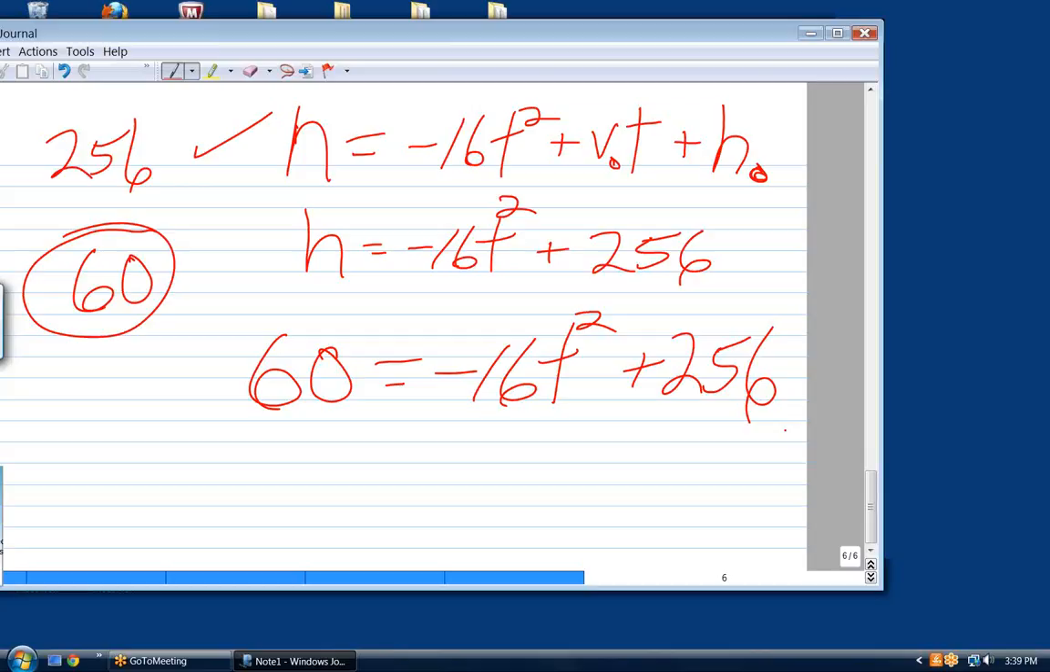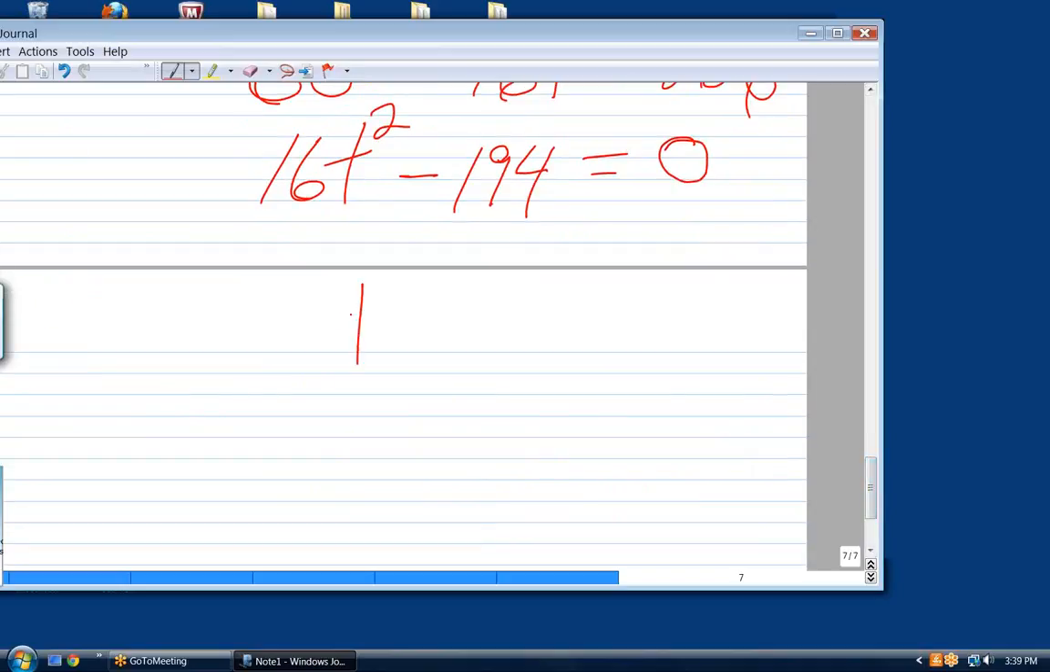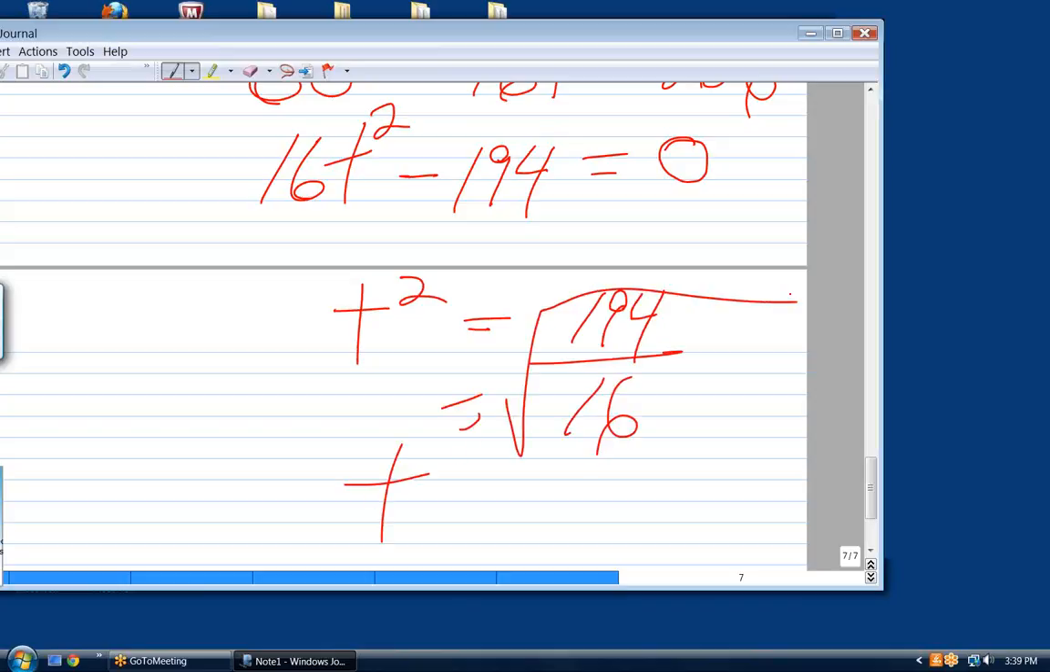Right, so you have 60 minus 256. I get 12 and 1/4 seconds. T is 12 and 1/4? Oh, never mind. I did it weird. No, you got to take the square root of that. In other words, t squared is equal to 194 divided by 16, so t is equal to the square root of that. What's that number?